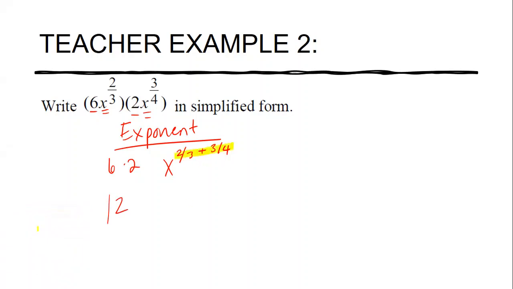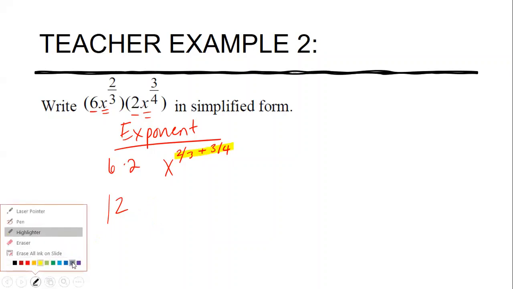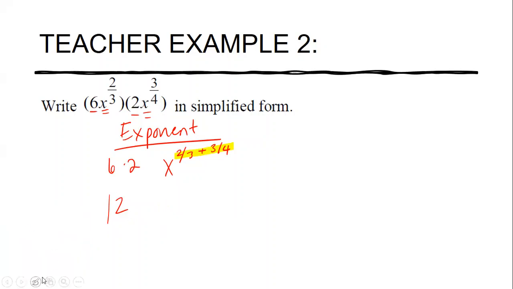Can I add these straight across? No. Why not? They do not have the same denominator. Because they do not have the same denominator, I cannot add straight across. So I have 2/3 plus 3/4. What I'm going to show you is a shortcut to add fractions that have uncommon denominators.